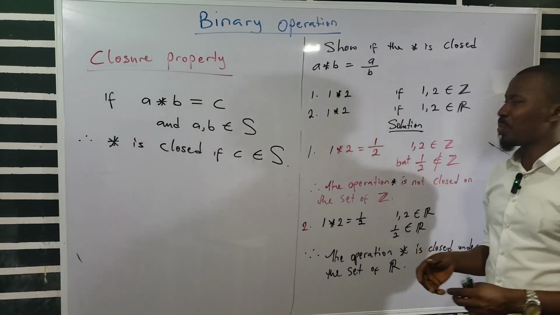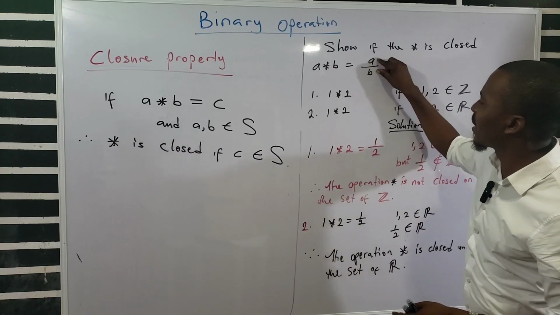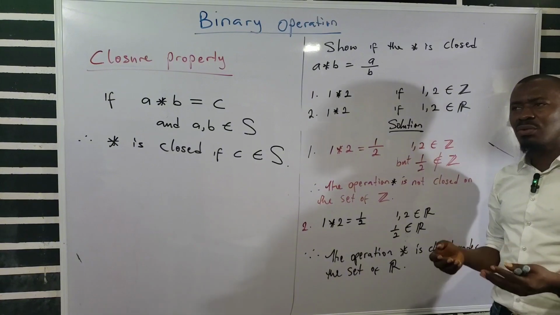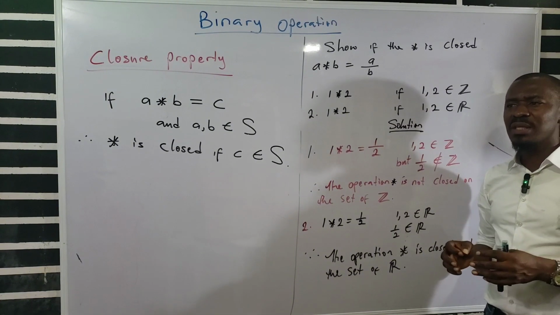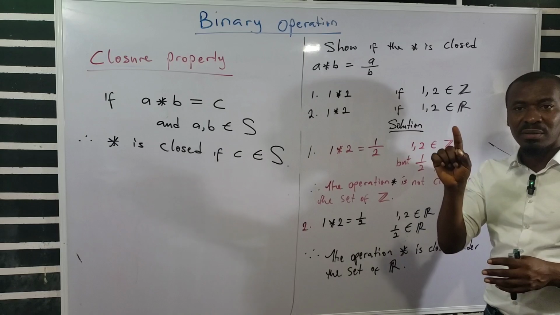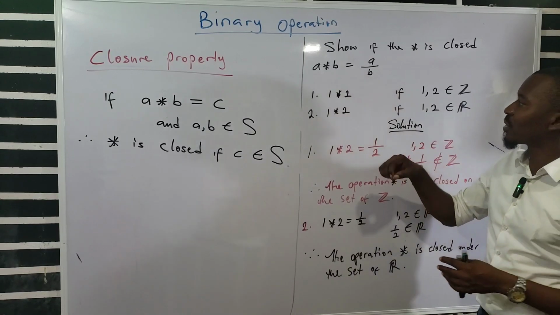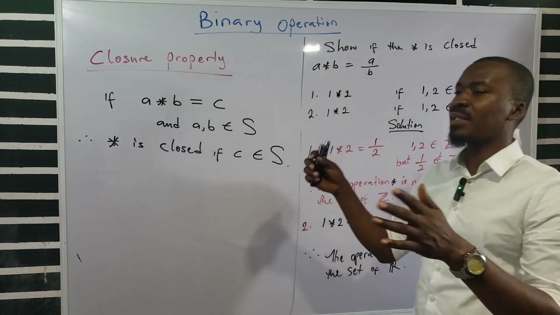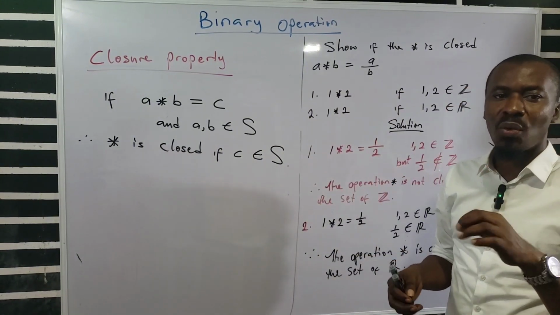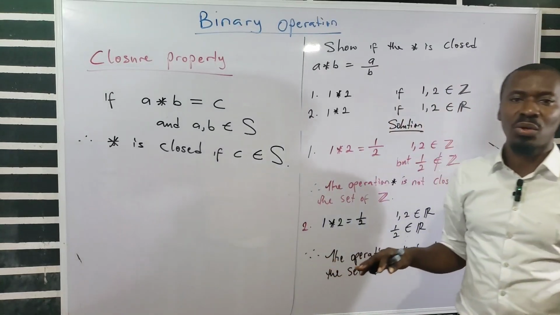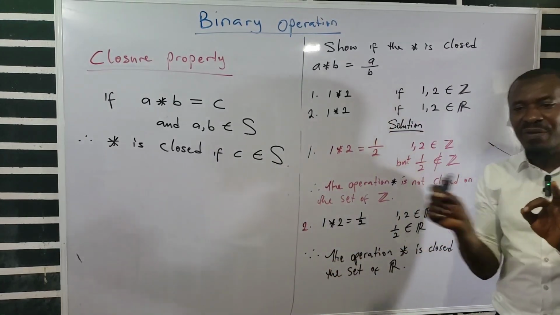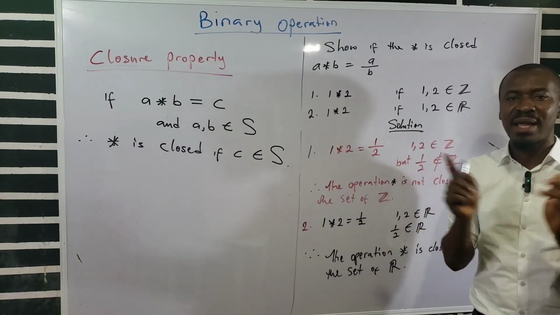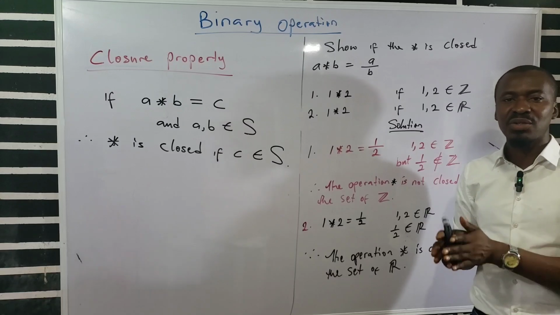Now, some might be asking, what if we have, let's say, 4 over 2? That will give us 2, and 2 is an integer. But the truth is that if there's any case that will give us something that is not an integer, then it's not closed. Even if millions of answers give me an integer, just one answer that is not an integer means it's not closed. If there's any one that deviates from being an integer, that operation entirely is not closed under the set of integers.